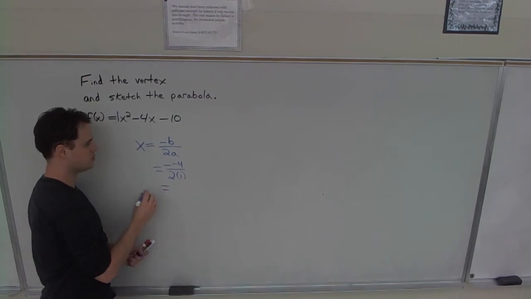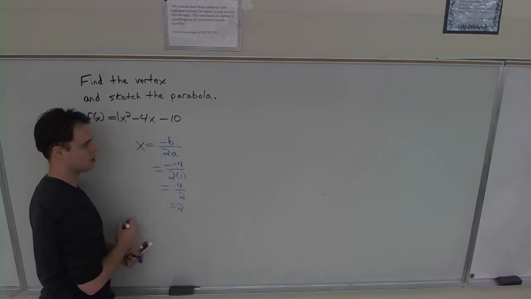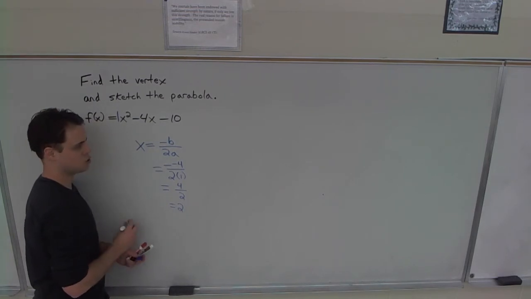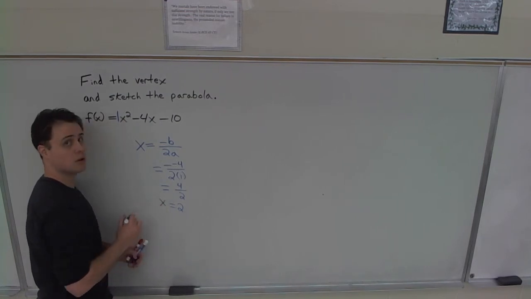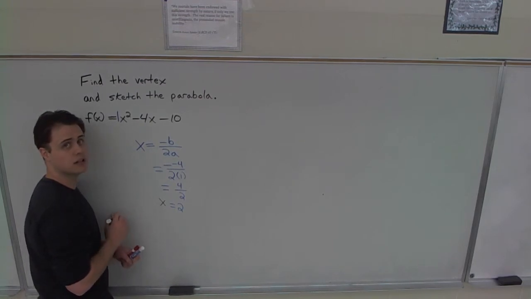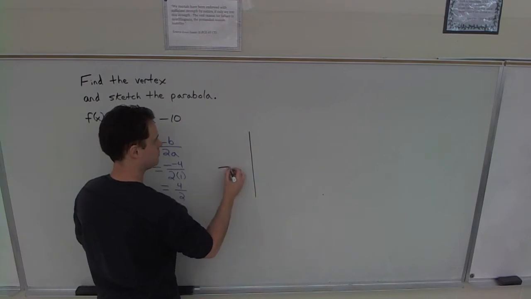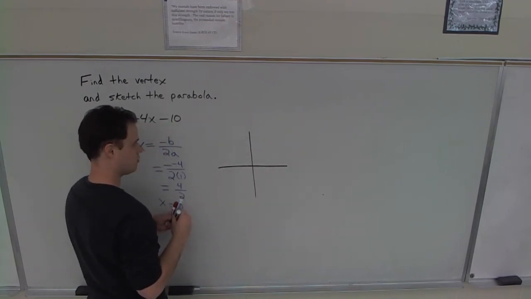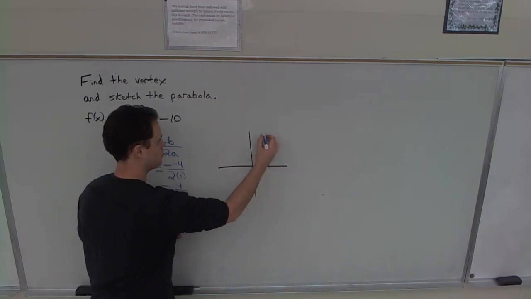So I'm going to simplify. Negative times negative is positive. It's 2. So we get that the vertex of this parabola occurs at 2. So I can go ahead and start drawing the parabola, because now I know not only the x part of the vertex, but I also know the line of symmetry of the parabola is the vertical line at 2. I'm going to draw my parabola, my axis of symmetry going at 2.